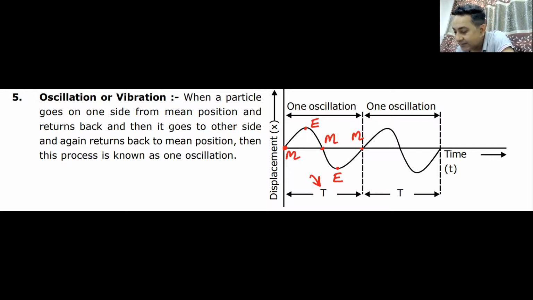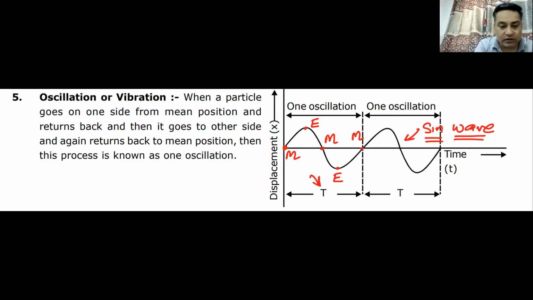Do we understand this? And as you can see, this is a sine wave, and normally the SHM is given in terms of either sine wave or cos wave. Sine wave starts from 0, cos wave starts from 1. We all know this, yes or no? Please draw this diagram to understand what do you mean by one oscillation.